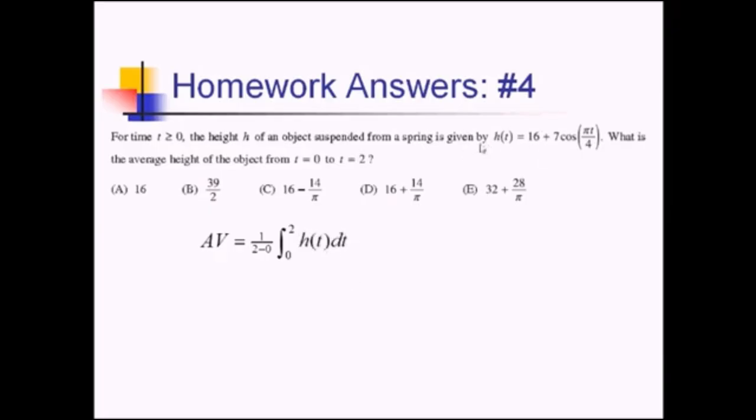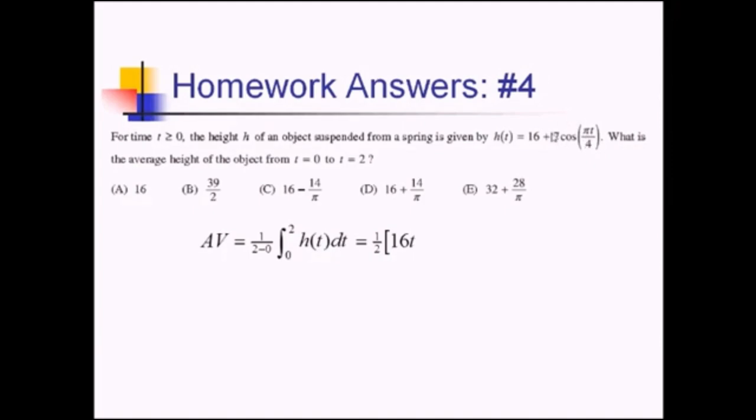So let's go ahead and take that antiderivative. So we're going to have 1/2 times, and now for the antiderivative, going from left to right, we've got 16t. And then this next one's going to be a little bit tricky. The antiderivative of cosine is sine, but we also have to divide by the linear term here because we've got a linear function inside. So we're dividing by pi over 4, but that means we're multiplying by 4 over pi.